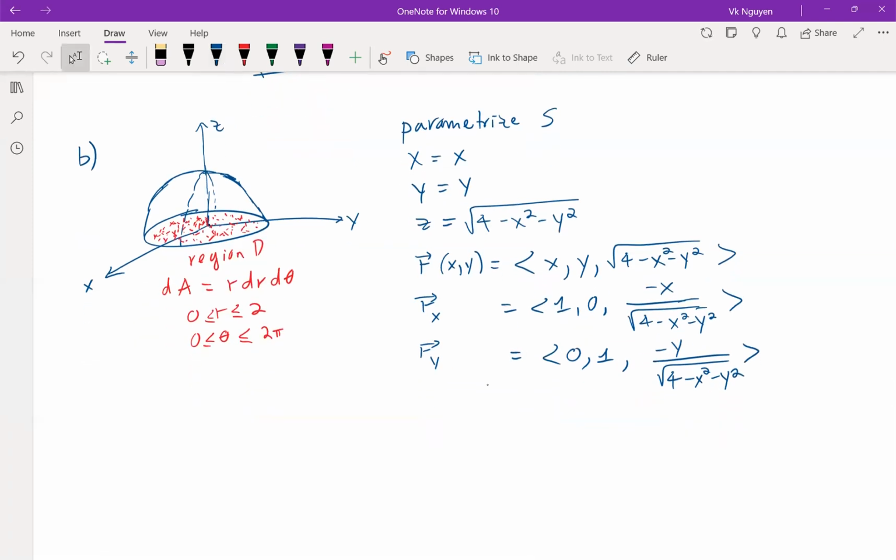And now we're going to do the cross product, r_x cross r_y. Let's see, what do we have here? We have minus x over root of 4 minus x squared minus y squared. Then it's minus, so it's going to be a y over root of 4 minus x squared minus y squared. And then the last one is going to be 1.